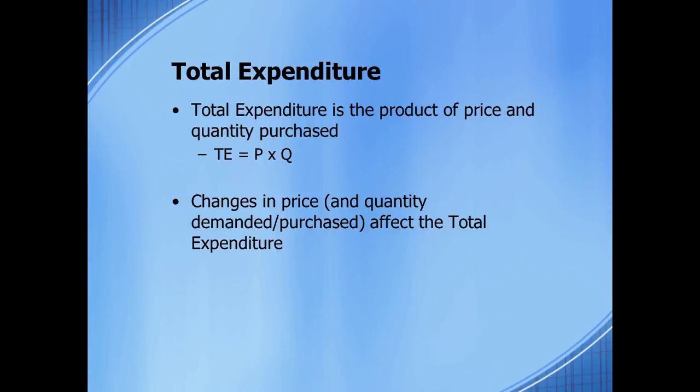If we think about the total expenditure, it's the product of price and the quantity purchased. So TE, the total expenditure, equals the price multiplied by the quantity. Now, changes in price and the quantity demanded and purchased do affect the total expenditure. And one of the most useful things you can do with price elasticity of demand is make decisions around total expenditure and total revenue, which are obviously key issues if you run a business.